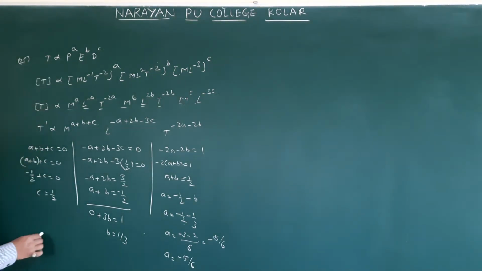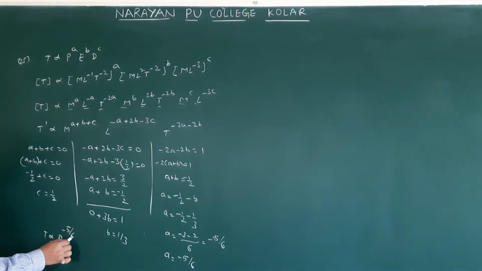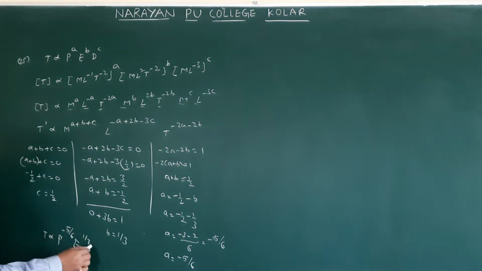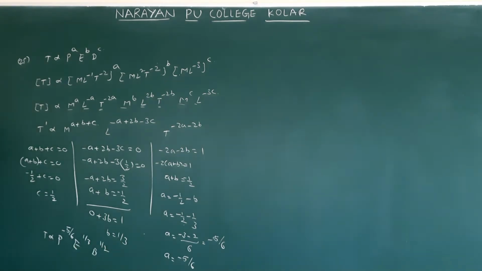Substitute. So t is directly proportional to p power minus 5 by 6, e power 1 by 3, d power 1 by 2. So in this you should not get any doubt. Already we did so many models. Minus 5 by 6 e value, 1 by 3 d value, 1 by 2.